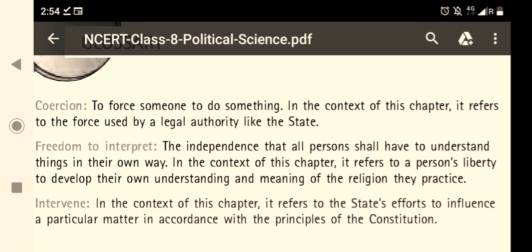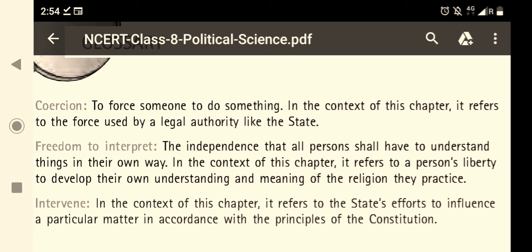Now, we will read some very important words of this chapter. First is freedom to interpret. Freedom to interpret means the independence that all persons have to understand things in their own way. In the context of this chapter, it refers to a person's liberty to develop their own understanding and meaning of the religions they practice. Next word is coercion, to force someone by legal authority.